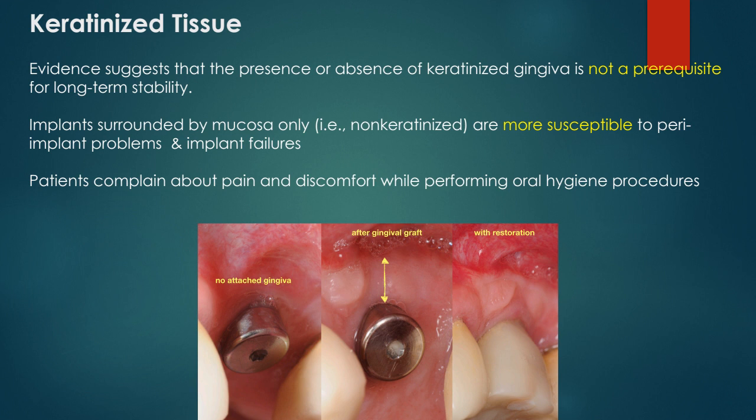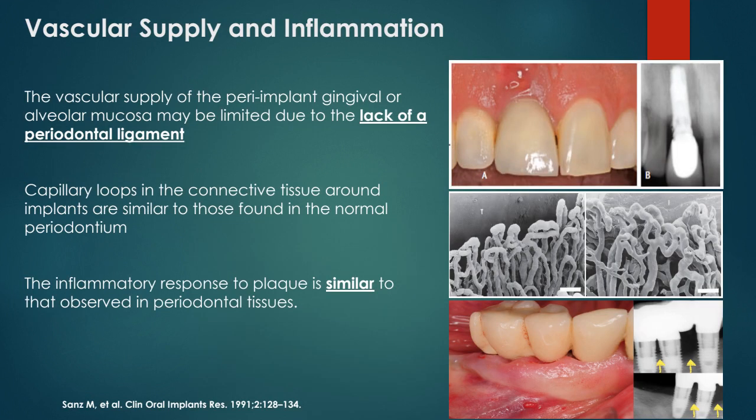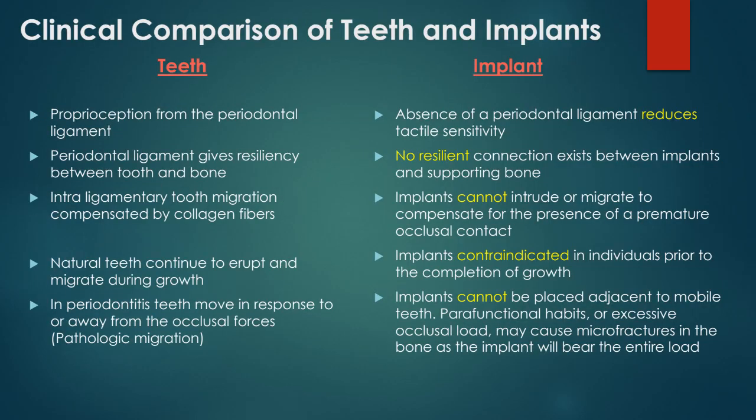Vascular supply is the same as the vascular supply around natural teeth. And then capillary loops, which is seen here in scanning electron microscopy. All these blood vessels form loops within the gingiva itself, and the inflammatory response to plaque is similar to natural teeth. The comparisons between implants and teeth are very important, so go over them.